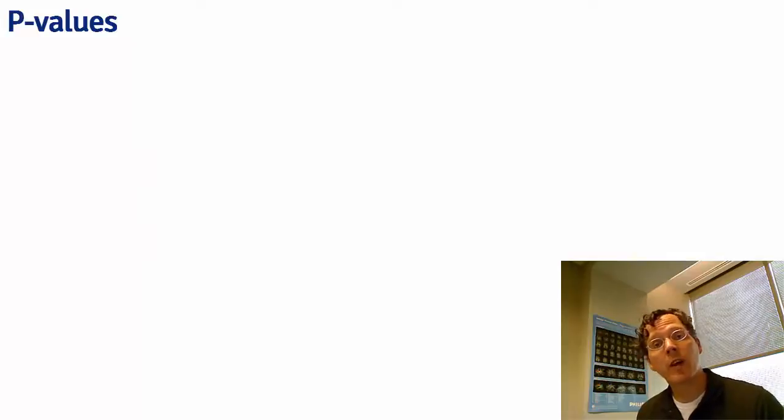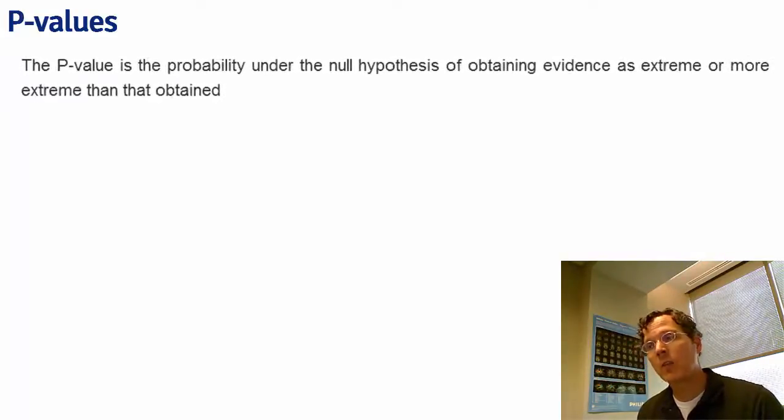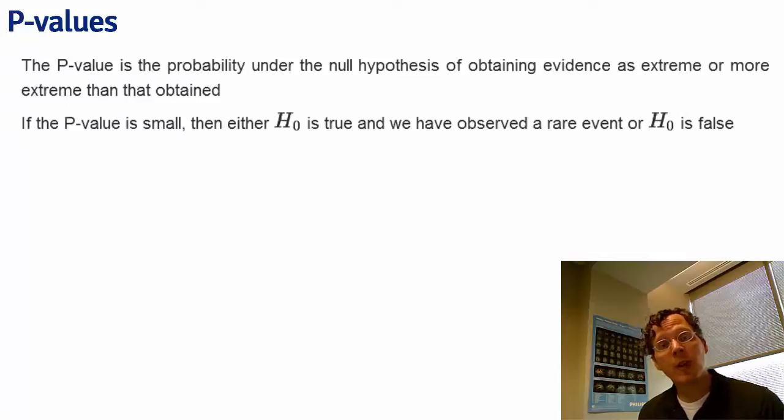Okay, let's go over p-values with a little bit more formality. The p-value is the probability under the null hypothesis of obtaining evidence as or more extreme than was actually obtained. Usually we're talking about evidence in terms of the test statistic. So it's the probability of obtaining a test statistic as or more extreme in favor of the alternative than was actually obtained. If your p-value is small, then either the null hypothesis is true and you've observed something highly supportive of the alternative that was quite unlikely, or the null hypothesis is false.